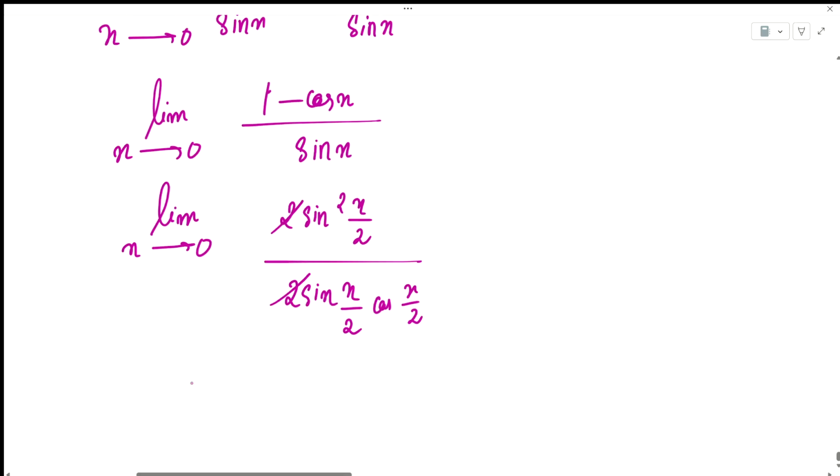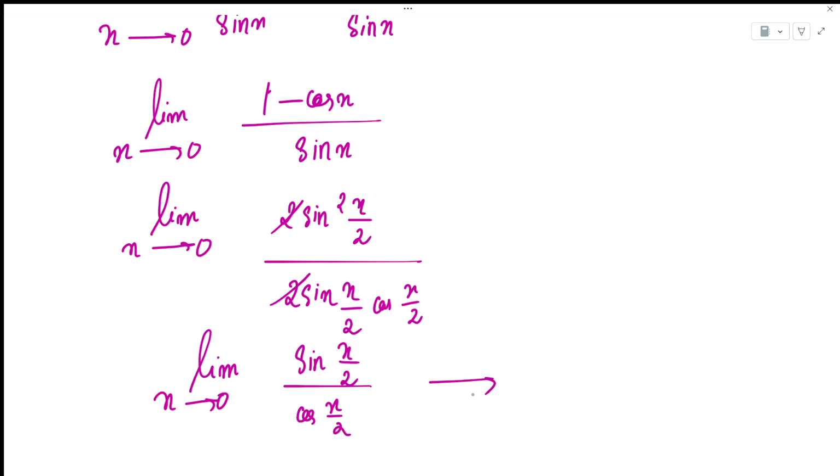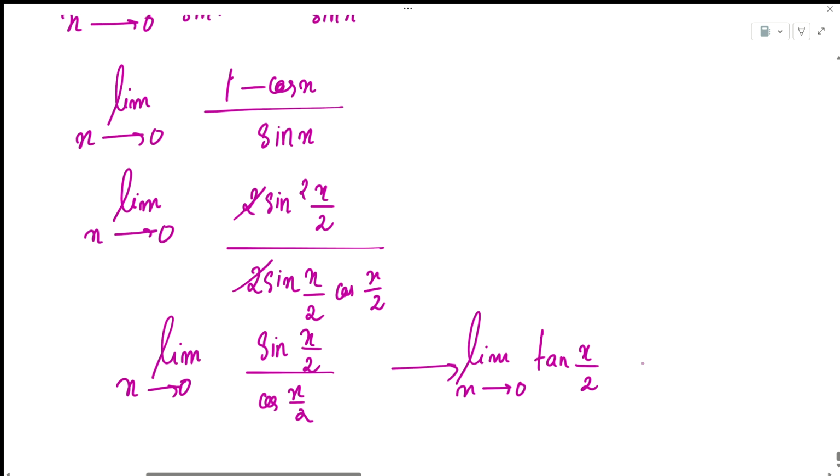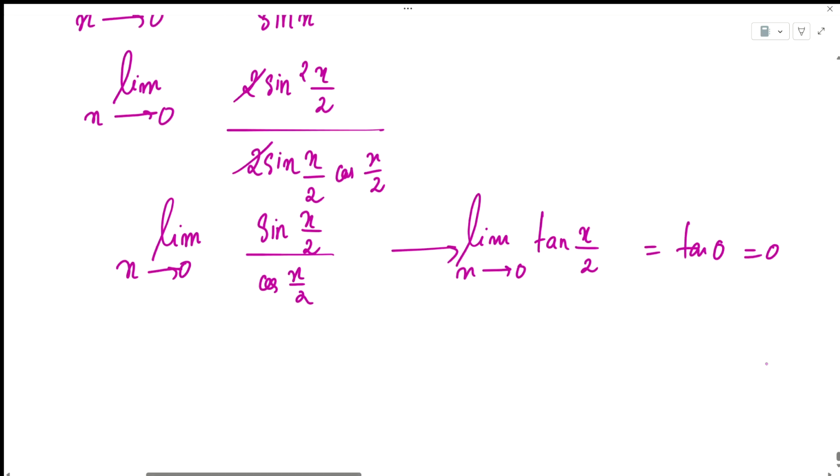Okay, so we will have limit x tends to 0, sin x upon 2 divided by cos x upon 2. This gives me limit x tends to 0, tan x by 2. Okay, now if you plug in the value of 0 over here, we will get tan 0, which is simply 0. Okay, moving on to the next question.